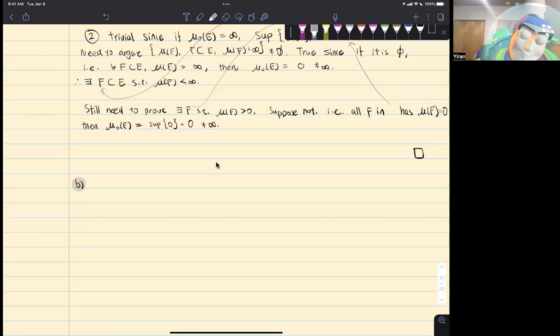I think part B is fine. So if mu is semi-finite, then mu is equal to mu naught. Use exercise 14. Okay. So let's say if mu of E is finite, then mu naught of E is equal to, again, I'm just going to copy the definitions of mu naught E.